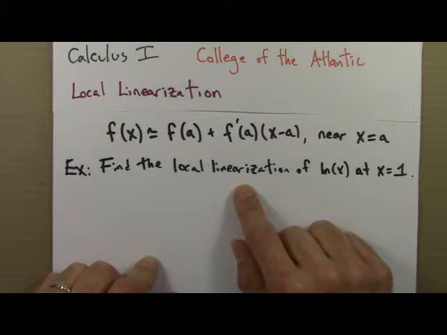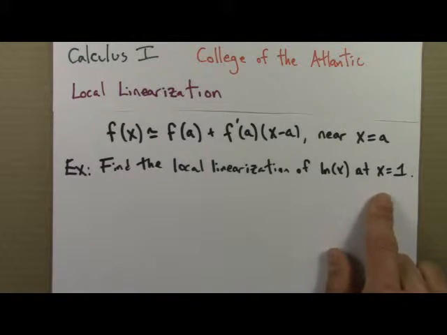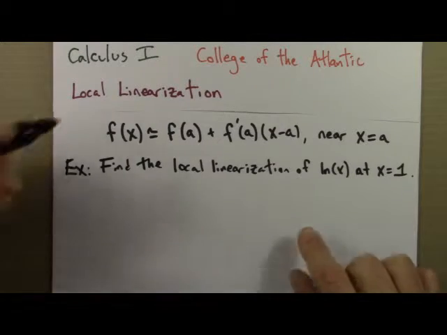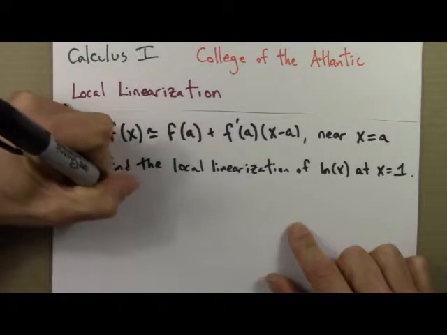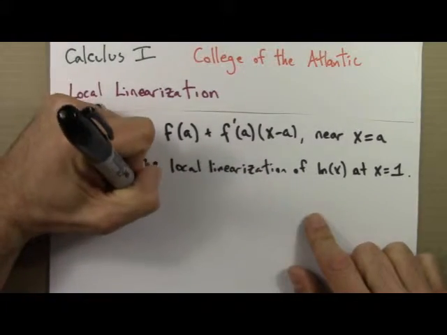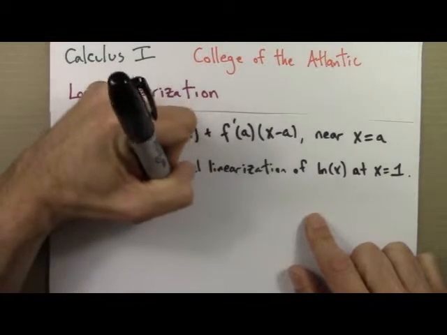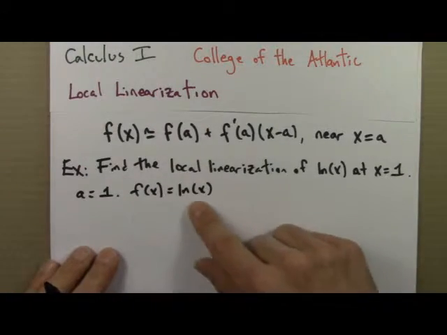All right, so let's do this example. Find the local linearization, i.e. the tangent line approximation, for the natural log at x equals 1. So that means that in this formula here, a equals 1. And the function, that's f of x, is natural log of x.